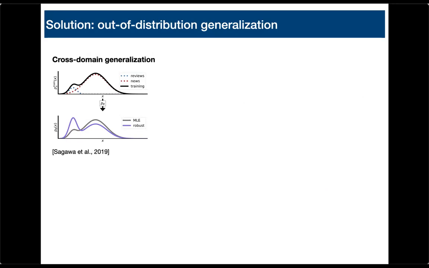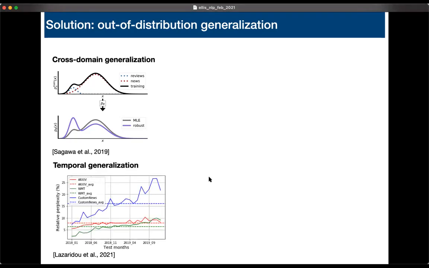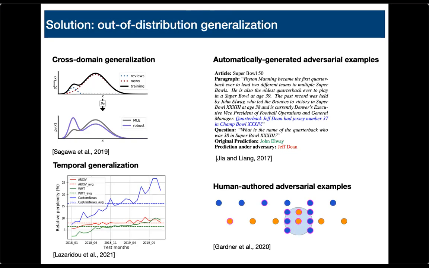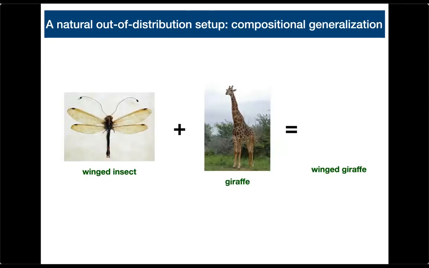So there are many possibilities. One is cross-domain generalization, or domain adaptation, where maybe you see news at training time and reviews at test time. Or maybe it can be temporal generalization. This is recently from DeepMind, where you see one period of time in training time and another period at test time. And there's a lot of work on adversarial examples, where small changes in the input should or should not flip the label. And this can be done automatically or with humans in the loop, and so on.